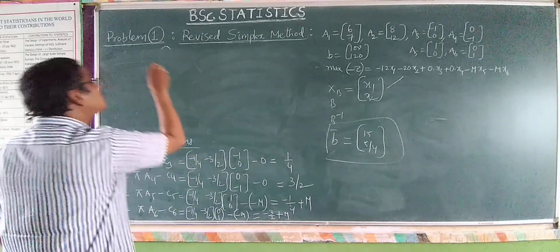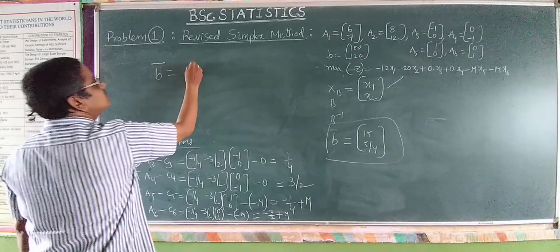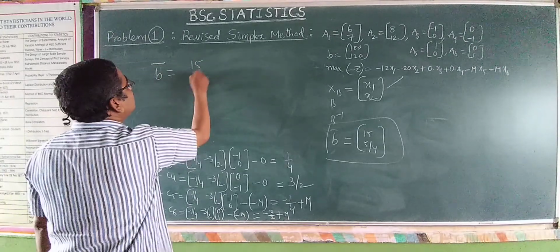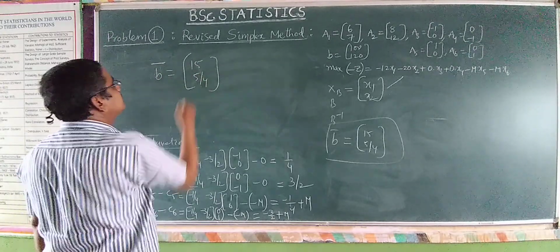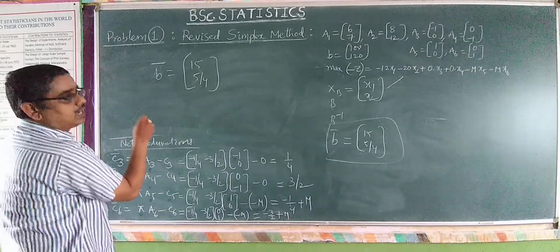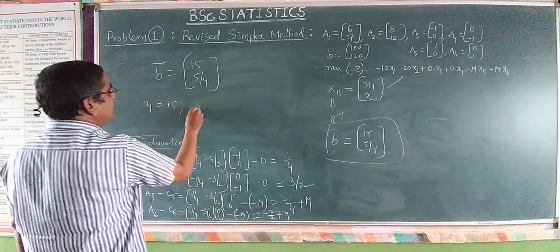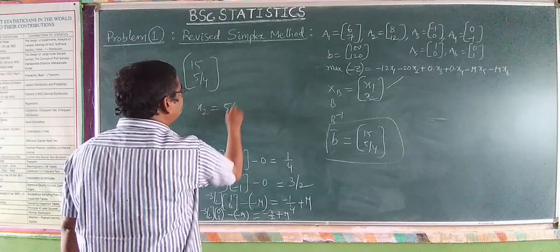What is the current solution? The current solution is B bar. What is B bar? B bar is 15 and 5 by 4. Which means the current basic feasible solution is X1 equal to 15 and X2 equal to 5 by 4.